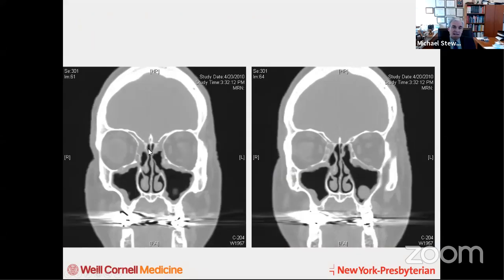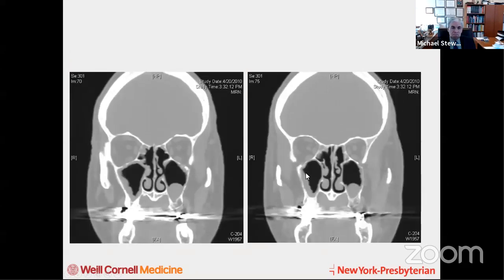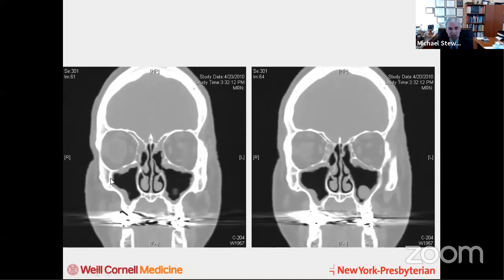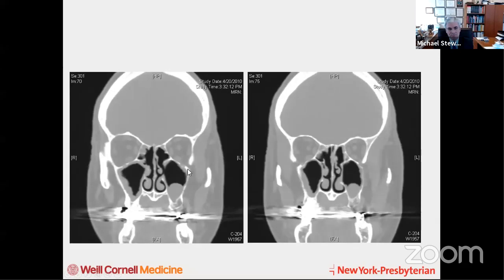Next cut, he's got mucosal disease here. But again, these middle turbinates don't look too abnormal, at least on the scan. He's got openings into his posterior ethmoids. In fact, his posterior ethmoids look better than his anterior ethmoids, but he still has a lot of mucosal disease in the maxillary sinus, and it's not clear that he's had a good uncinectomy on this side.